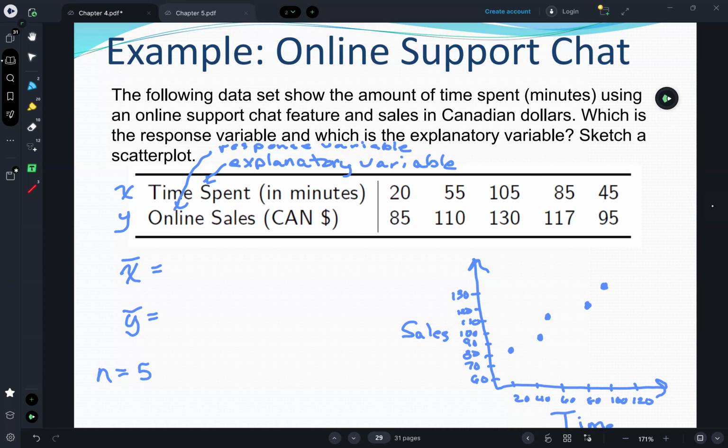Okay, anybody? You have it? The average minutes? Yes? 62. Exactly, 62. 62 minutes. I'll just put it in brackets there. It'll be minutes. And what about the average for the sales, the Y?